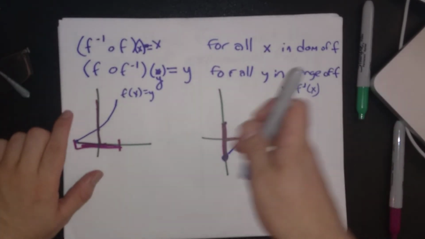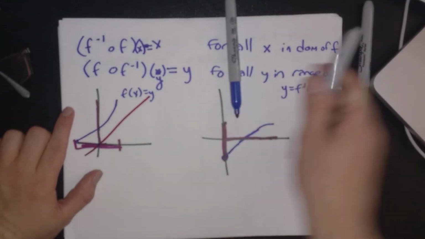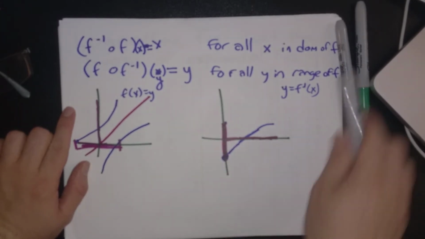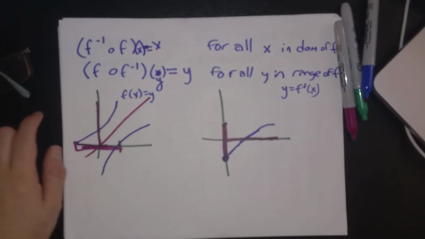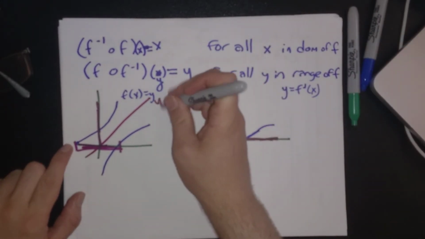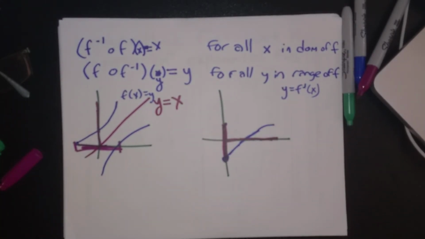And so on second thought, we can take this picture and draw a corresponding new picture here. The connection between these two pictures is that you can get one from the other merely by reflecting it over the line y is equal to x. So just from one picture, if I give you a picture of a one-to-one function, you should be able to draw me a picture of the inverse of the function.